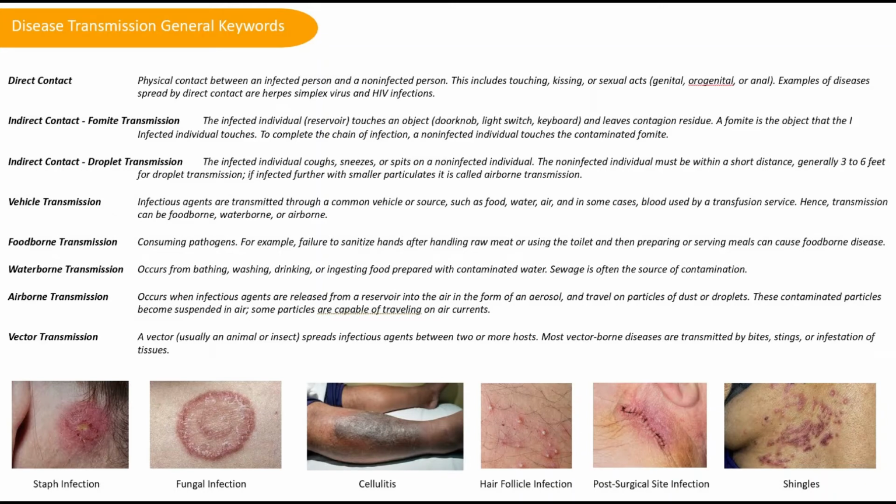So these are interesting transmission general keywords. This is how you got it. Was it through direct contact? Were you touching someone? Did something drop on you as they coughed? Did you touch someone's dirty doorknob? Did you eat food that had gone bad? Did you drink bad water? Get Montezuma's revenge from drinking an amoeba when you went on vacation in Cabo? What happened? How did you get it?